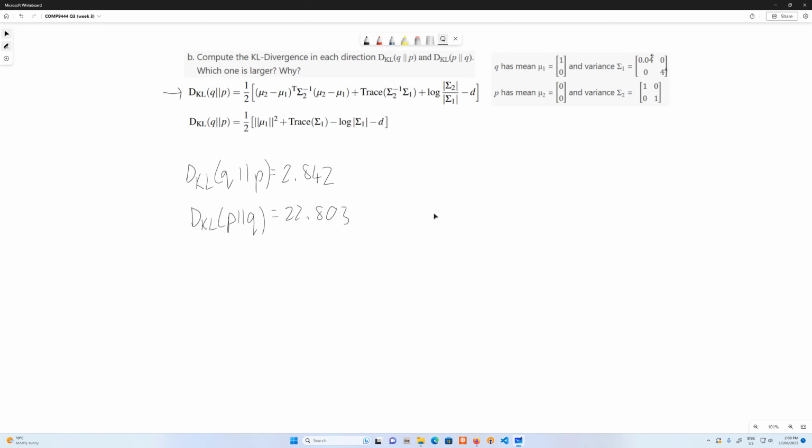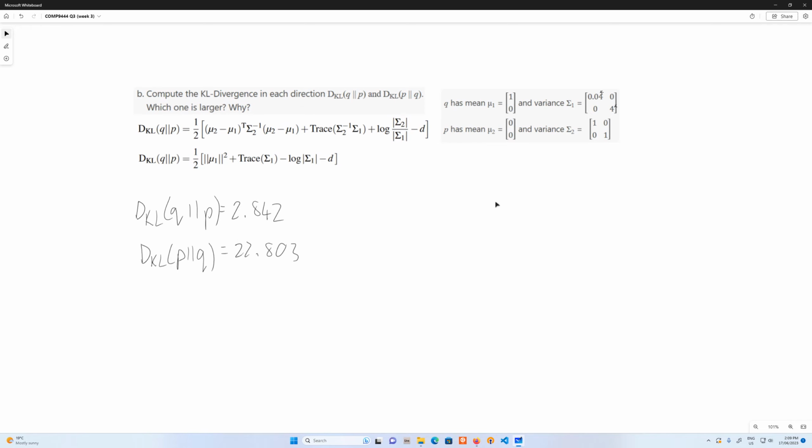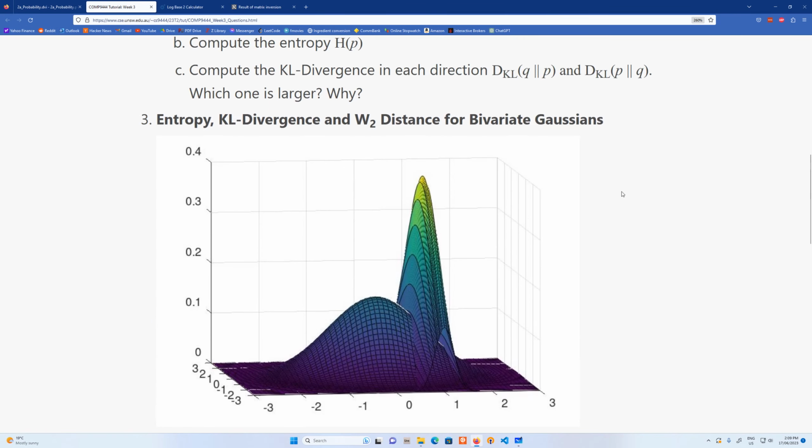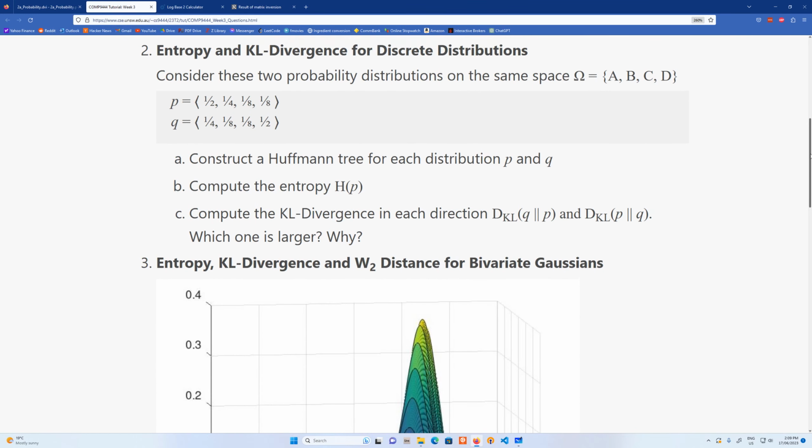But if we go back the other way, if we're using the Q distribution as a reference for P, then it's pretty much 10 times bigger. So why might that be the case? It kind of comes back to what we were talking about in class when we did question 2. Yeah, we were using the discrete probability distributions.